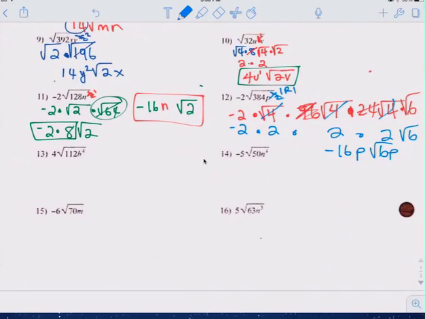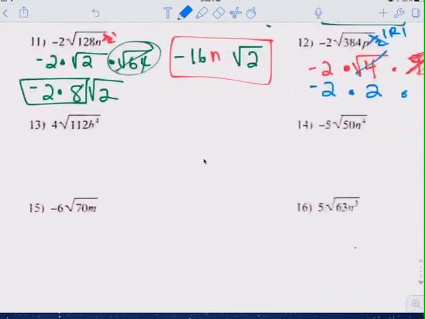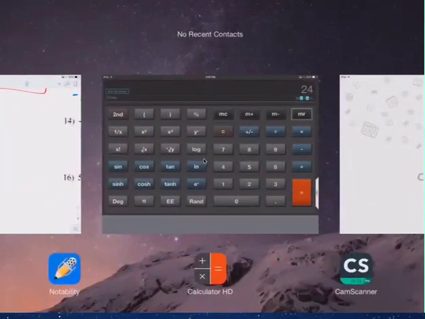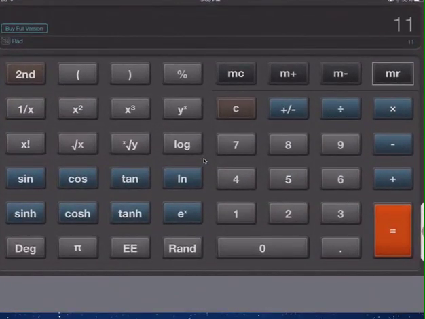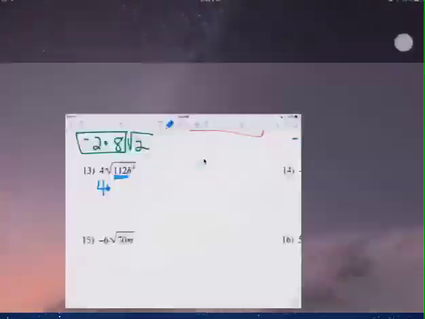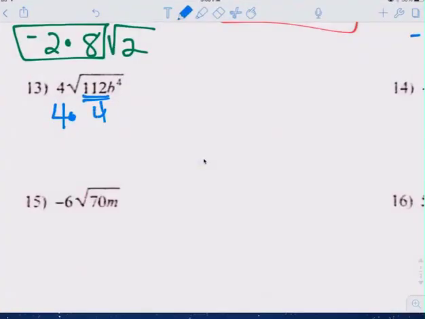When the number gets big, it just gets harder because we need to keep dividing. Does this work? It just takes longer, but it's doable. Let's divide this by 4. It looks like it would work. 112 divided by 4 is 28, right? So 4 times 28, don't forget the radical on these.